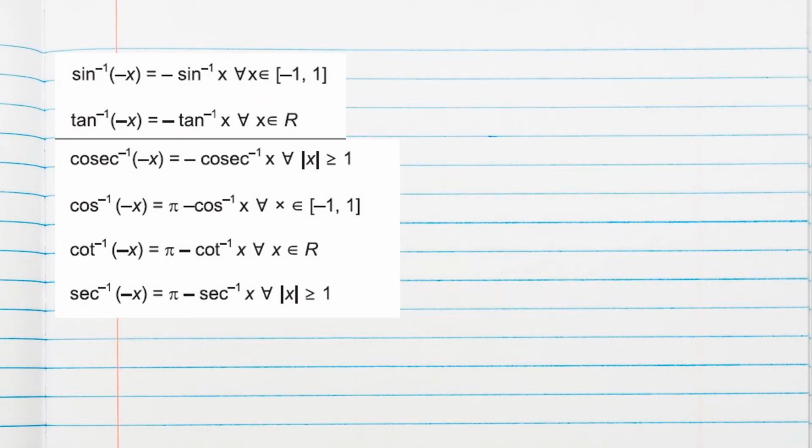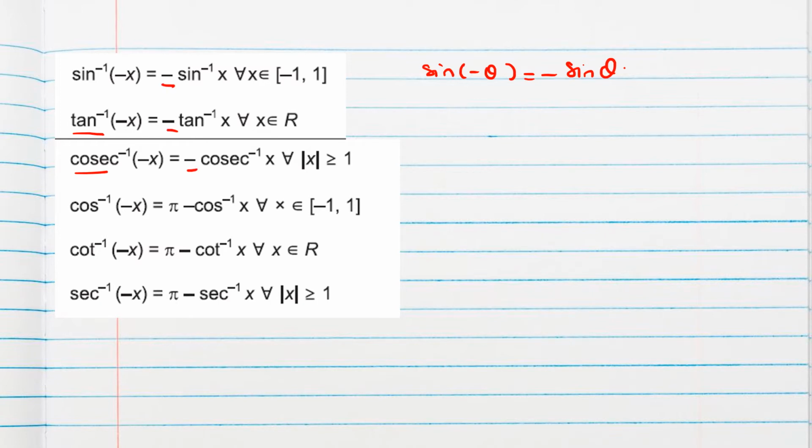Then this property: sine inverse minus x will be minus sine inverse of x. Similarly, in our trigonometry, we know sine of minus theta is minus sine theta. So the same case holds for inverse trigonometry also. That is the same for tan inverse and cosec inverse also. You can take the minus common.